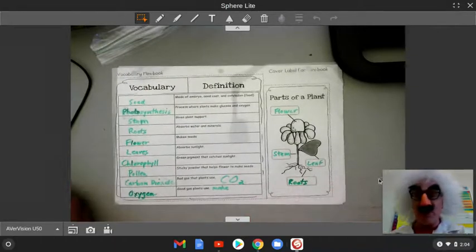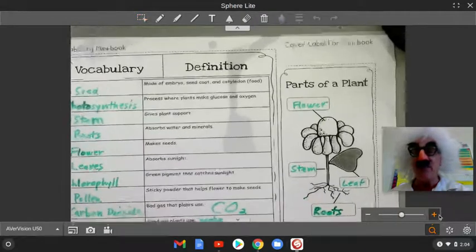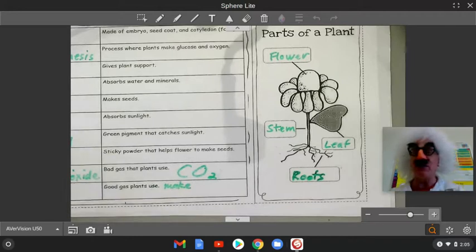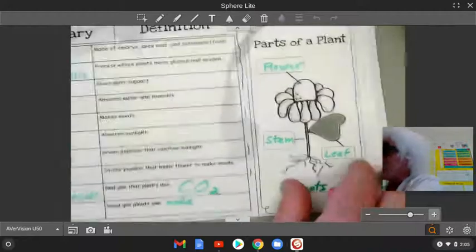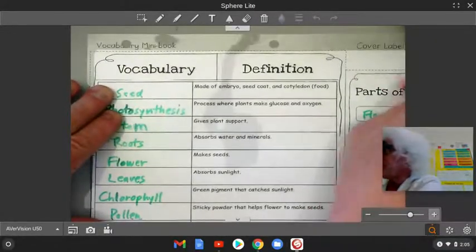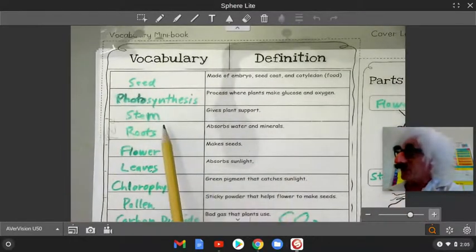We already know about the parts of a plant. Let me lift myself up here so that I can magnify this sheet here. We know about the roots. We know about the stem that goes up. We know about the leaves. And we know about the flower. Let's go over here to some of the definitions. We know that plants start out as seeds. Then, of course, they have roots, stem, flower, and leaves.